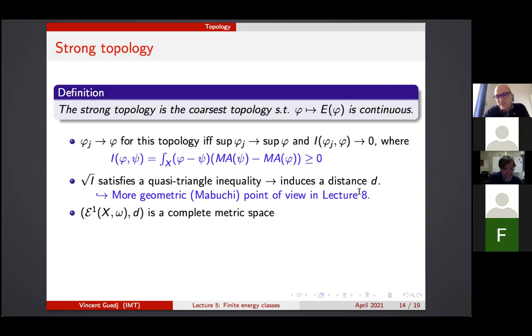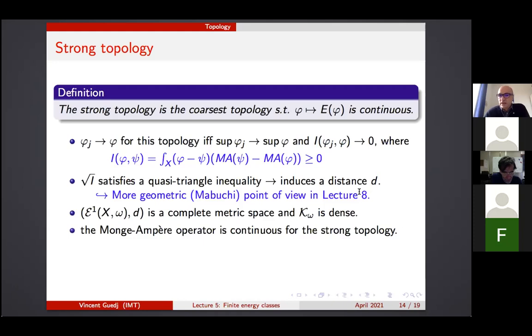But it turns out that with this distance induced by the square root of I, E1 is a complete metric space. And the space of Kähler potentials is dense within E1 for this topology. As one would expect, this was the raison d'être of this topology. The Monge-Ampère operator becomes continuous for this strong topology.